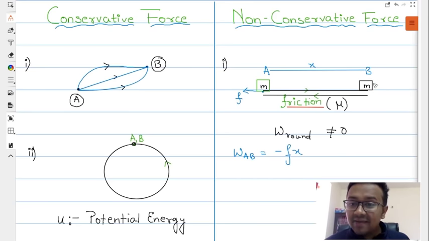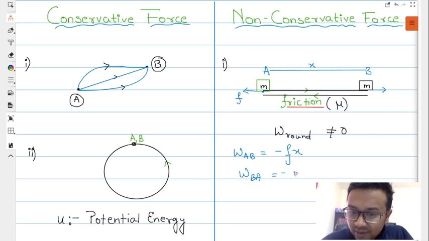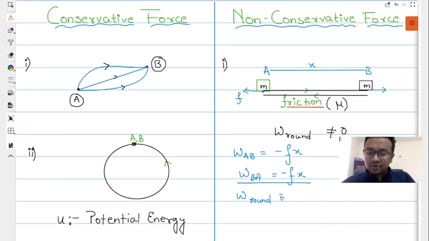Now, when we come back from B to A, that completes my round trip. As it goes from B to A, the friction is going to act towards the right, so the work done in going from B to A is again minus Fx. The work done in the round trip comes out to minus 2Fx, which is not equal to 0, which implies I cannot define a potential energy. Potential energy is not defined.